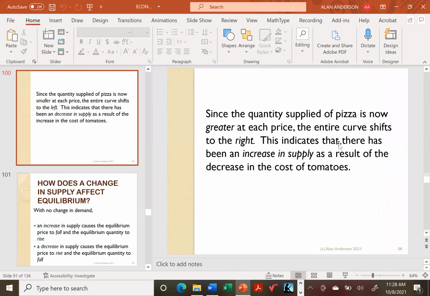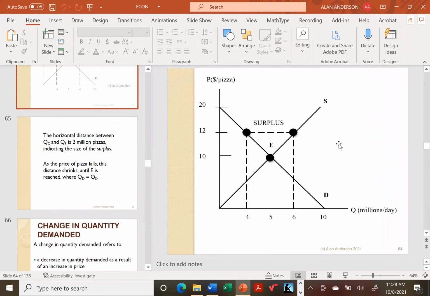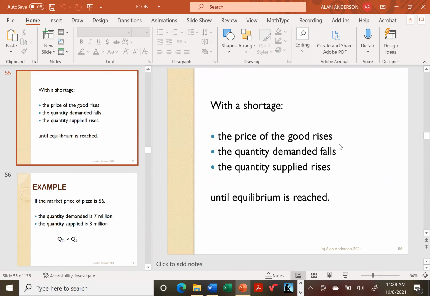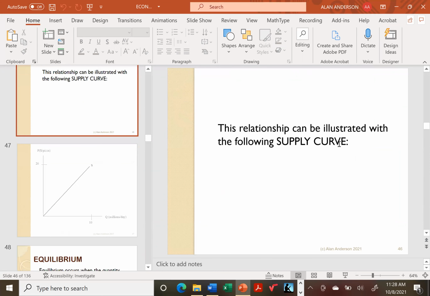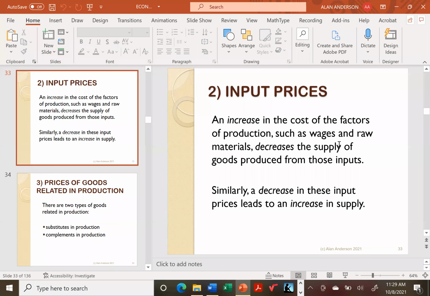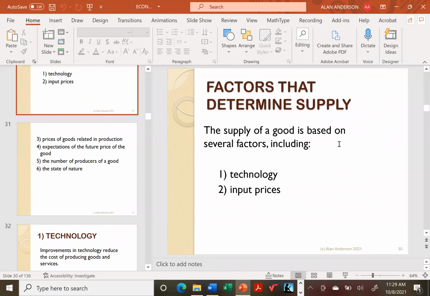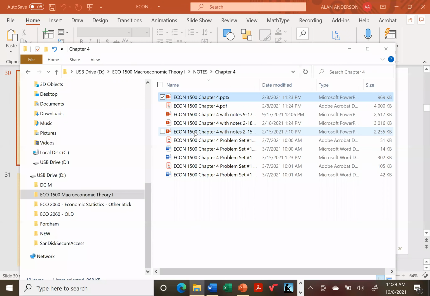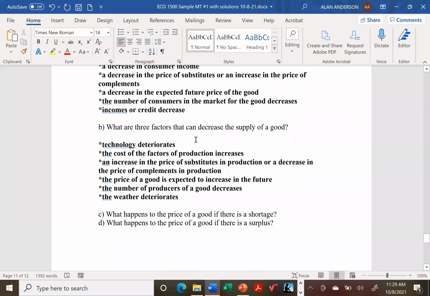Let me go back here. It's really annoying that I can't find the list. Here, this has to be it. There, yeah, here we go. All right. So technology, input prices, meaning the cost of the factor of production.